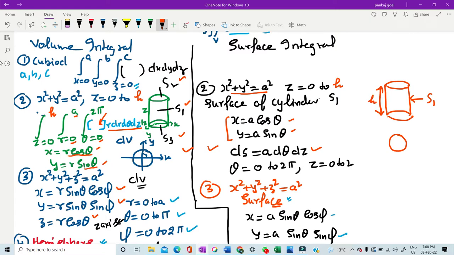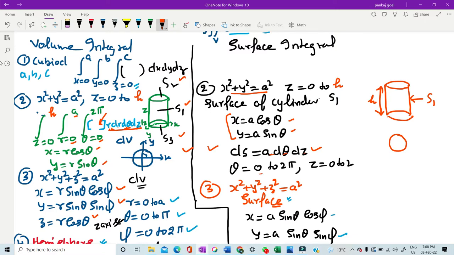So suppose x equal to a cos theta, y equal to a sin theta. Here in case of volume integration, we take r cos theta and r sin theta, and in this case we take a cos theta, a sin theta. And dS will be equal to a d theta dz. You can see here dV equal to r dr d theta dz. Put r equal to a and just skip this dr, we get a d theta dz.